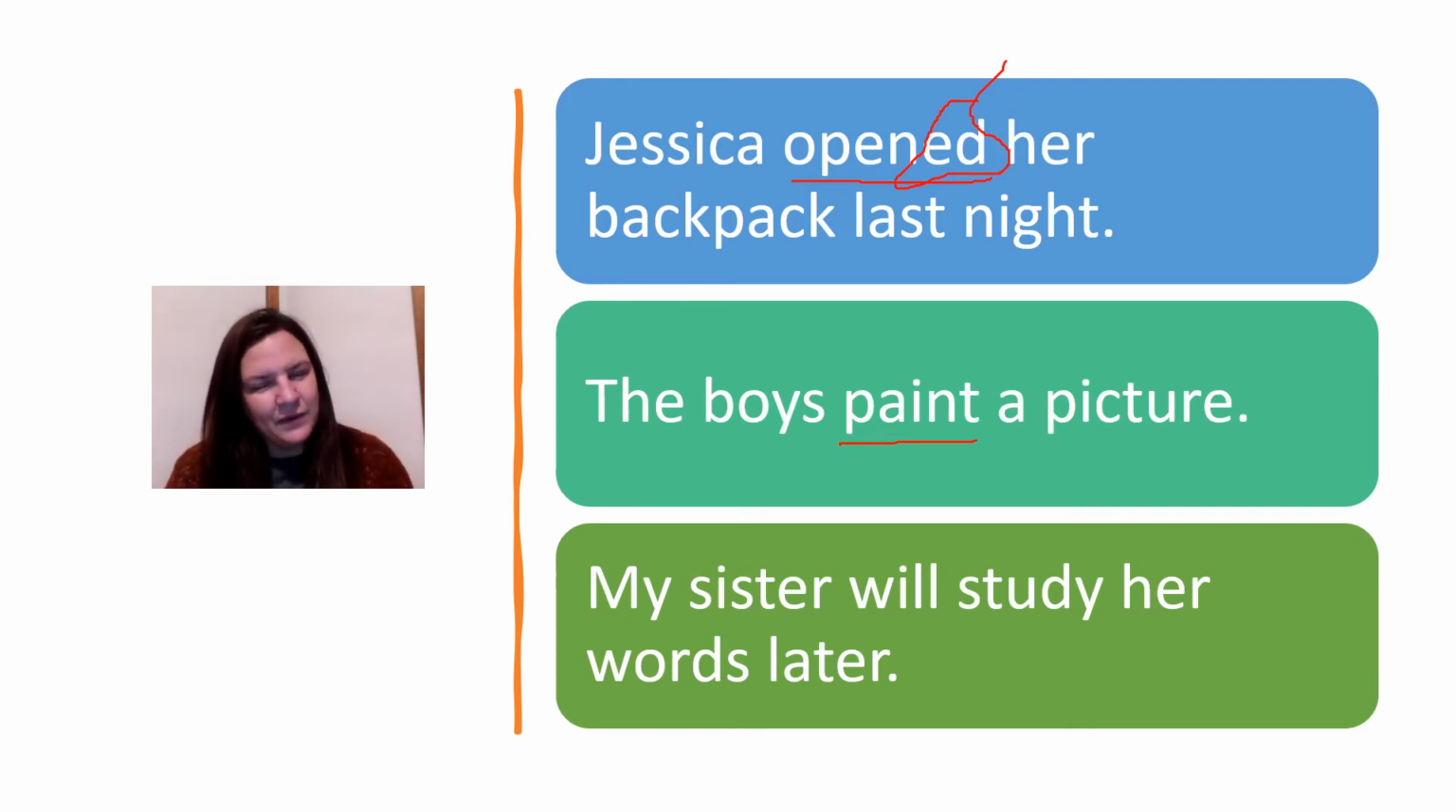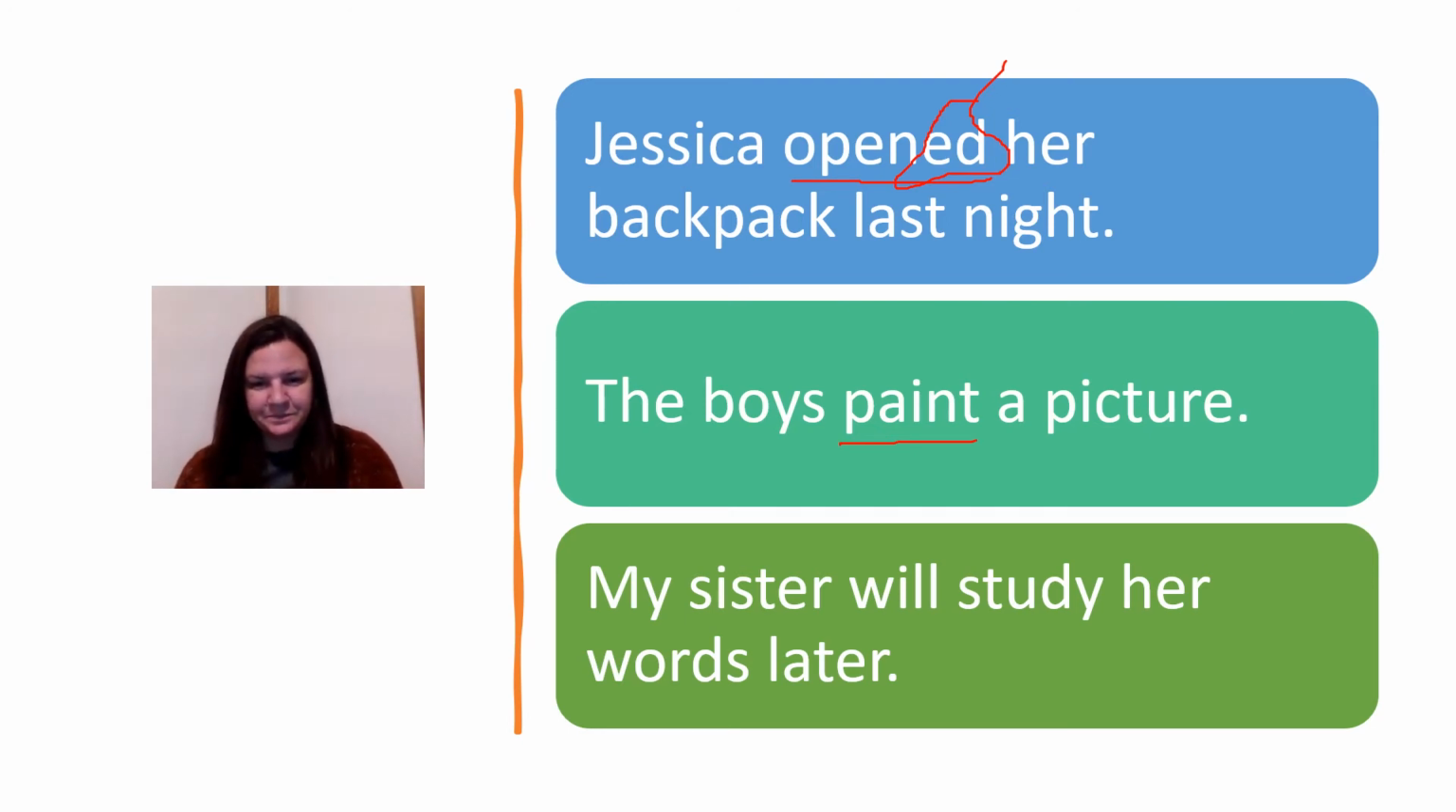Now, here's the other one. If I look at the word paint and I look in front of the word paint, do you see the word will? I don't see the word will. If it doesn't have will in front of it, it's usually not a future tense verb. If it's just the verb itself, like paint, run, dance, play, that is a present tense verb. That means it's happening right now. So the boys paint a picture is a present tense sentence.